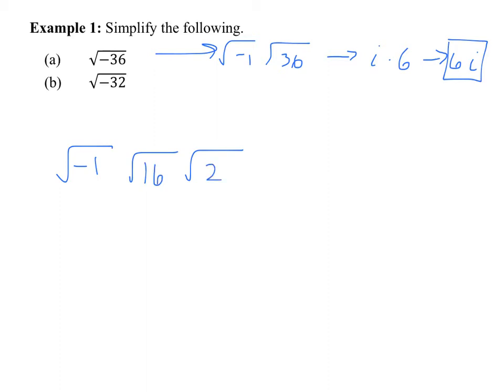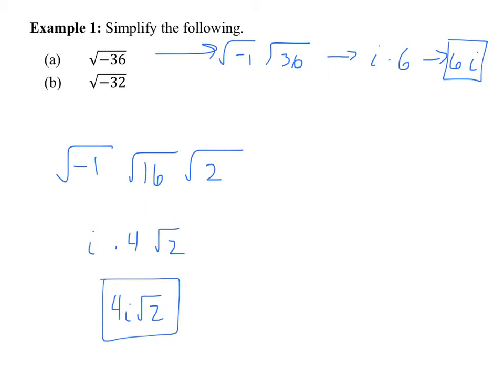You still break it up as you would earlier in the year when you simplify radicals, by looking for the largest perfect square that goes into that radical, or into that radicand, rather. Okay, so 16 and 2. So we have i, we have a 4, and we have a root 2, which can be written as 4i root 2. Again, the integer first, the imaginary part next. The radical always goes on the end of the expression.